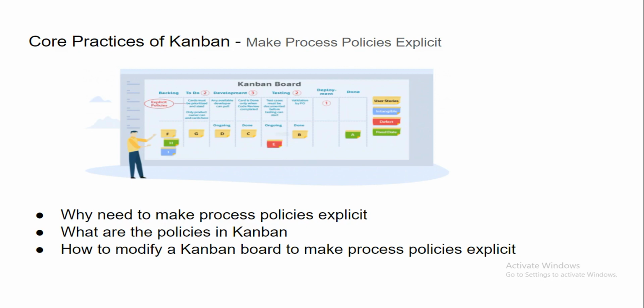There are many ways to modify a Kanban board to make process policies explicit. One is to redesign the board to specify how the work flows. Another one is to use WIP limits to explicitly state our policy about how much WIP we are able to take on.